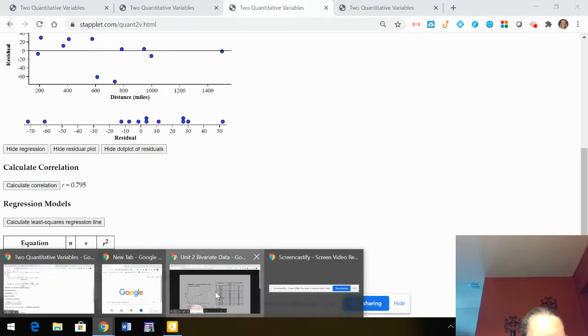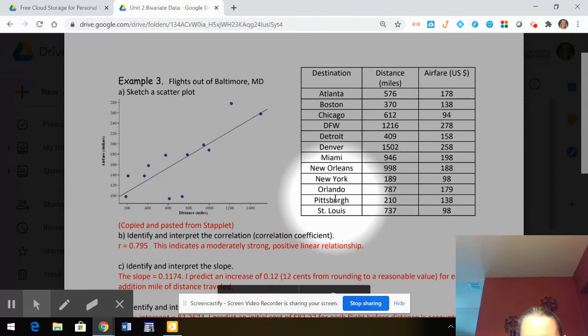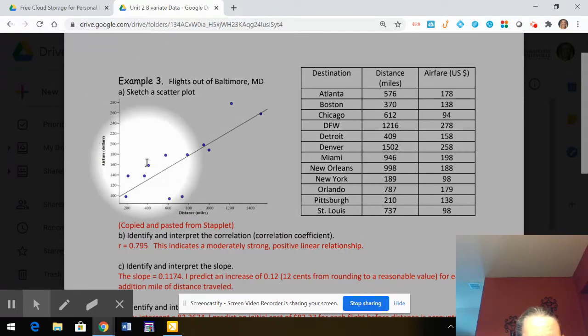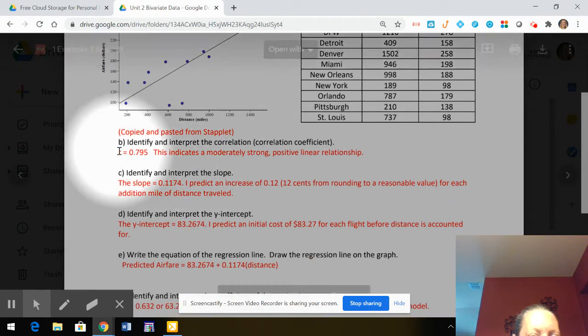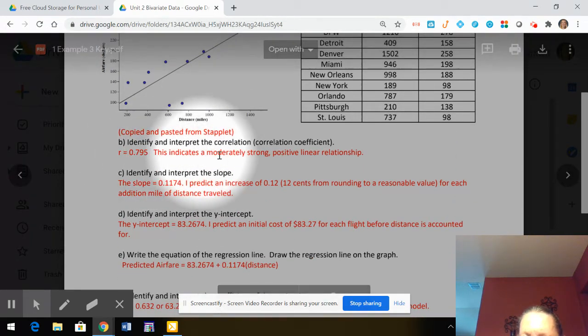So now let's look at our example. So again, copied and pasted this from Statcrunch. It's a beautiful graph, okay? My R this time is 0.795.